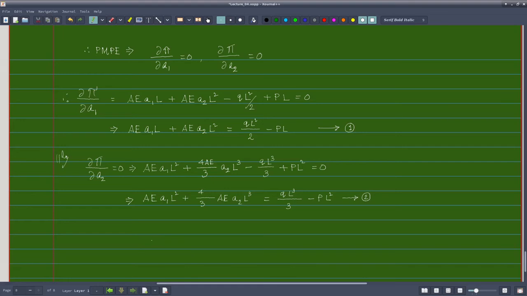for finding A1 and A2. Now in this equation, everywhere there is L, so I can divide both the sides by L, and then I will get AE A1L plus 4 by 3 AE A2L square is equal to QL square by 3 minus PL. Let me call this equation 2 instead of the earlier one.